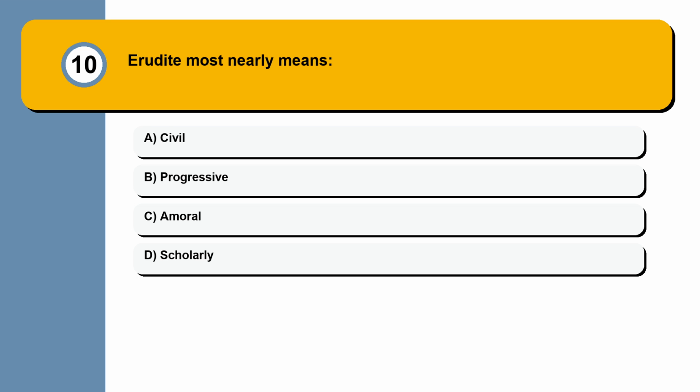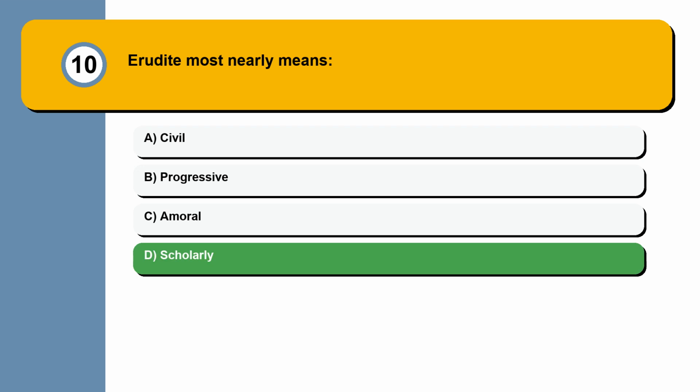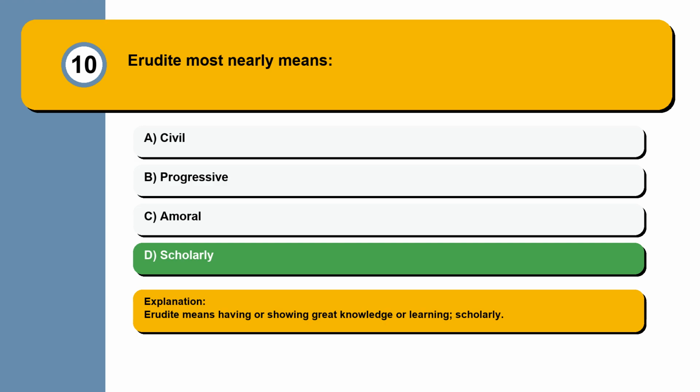Question 10. Erudite most nearly means civil, progressive, amoral, scholarly. Erudite means having or showing great knowledge or learning, scholarly.